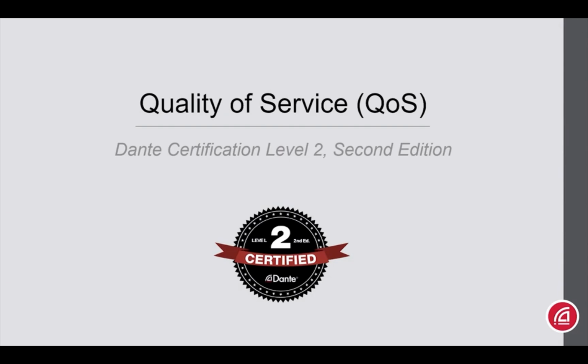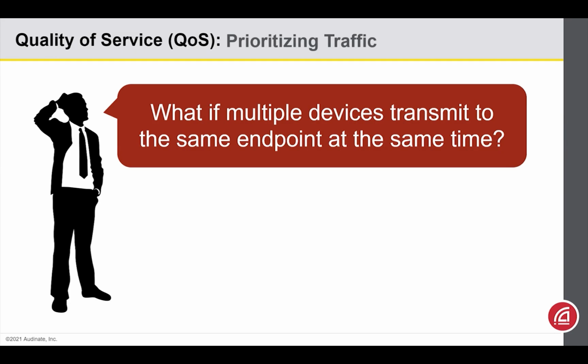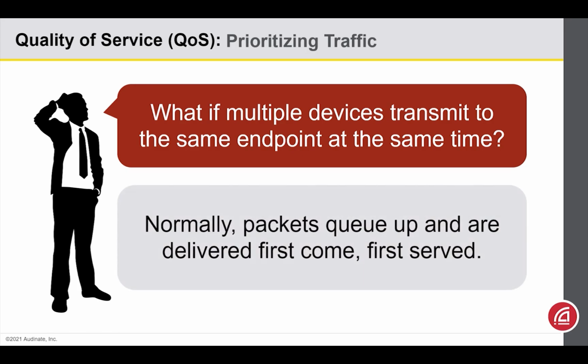2nd edition. Quality of service. Let's suppose we have a port that gets pretty busy and multiple devices may transmit to it at the same time. So what happens then? Well, normally packets will queue up for delivery on a first-come, first-served basis. The operative word is normally.